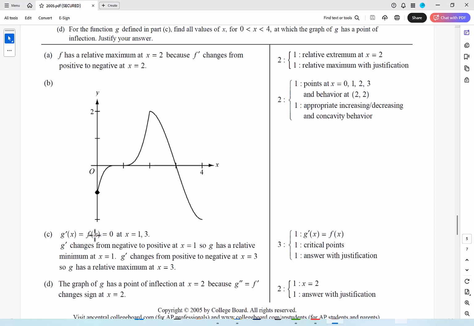Letter C, G prime equals F equals 0 at 1 and 3. By the way, I think this is very generous. Sometimes they do that. I want you guys to notice this right here. They will give you a point if you just state G prime equals F. Why do you get a point? Because that is the fundamental theorem of calculus. The derivative of the integral is whatever you have on the inside. So guess what, Kanduru? They'll give you a point for saying that.